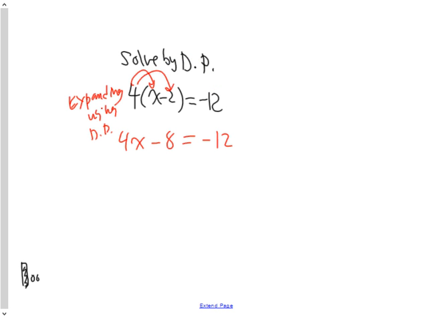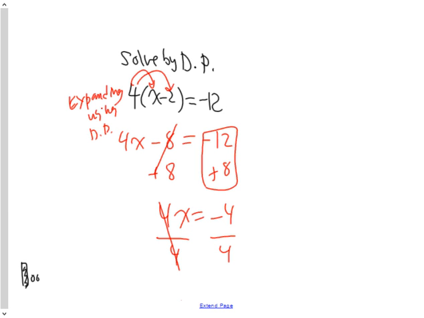So now we have a two-step algebraic equation. Add 8 to both sides to get rid of the constant. 4x equals, as Nicole will tell you, negative 12 and positive 8 make negative 4. Divide both sides by 4. And the value of x, again, just like in the last question, is still negative 1.